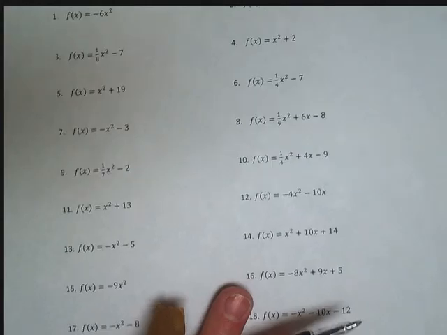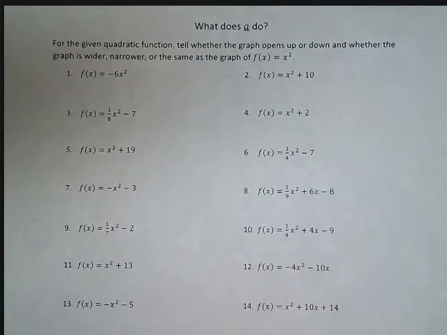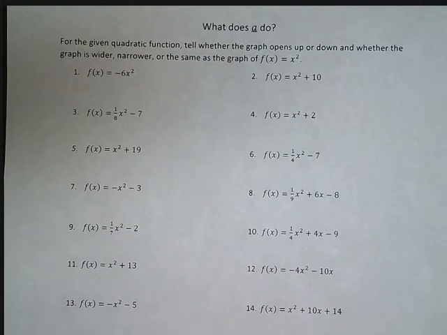So I have this handout, What Does A Do? If you have access to my class online, this would be located in the test 4 folder. So if you would like to print this handout off and try it yourself first before I go over the answers, that would probably be a good idea for practice. The directions state: for the given quadratic function, tell whether the graph opens up or down, and whether the graph is wider, narrower, or the same as the graph of f of x equals x squared.